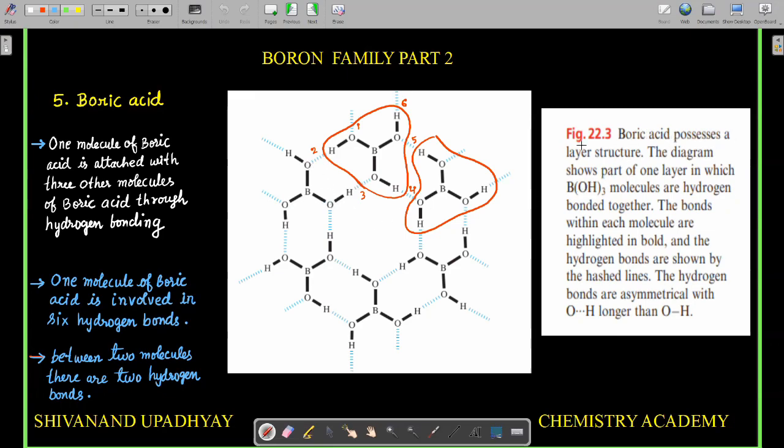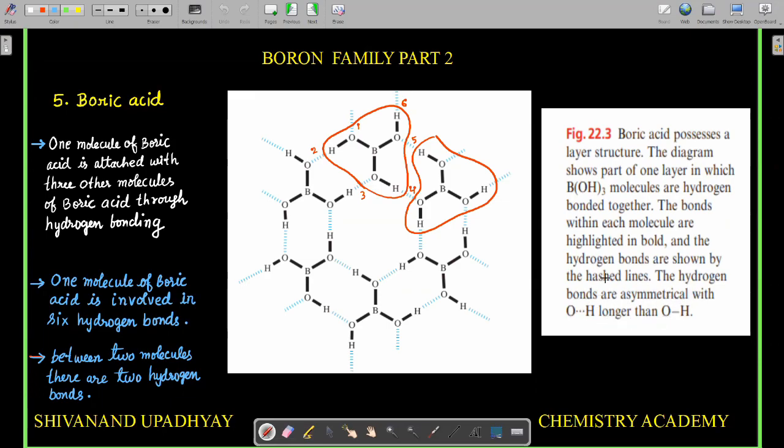Boric acid possesses a layer structure. The diagram shows part of one layer in which boric acid molecules are hydrogen bonded together. The bonds within each molecule are highlighted in bold, and the hydrogen bonds are shown by hashed lines. The hydrogen bonds are asymmetrical with O-H longer than O-H.